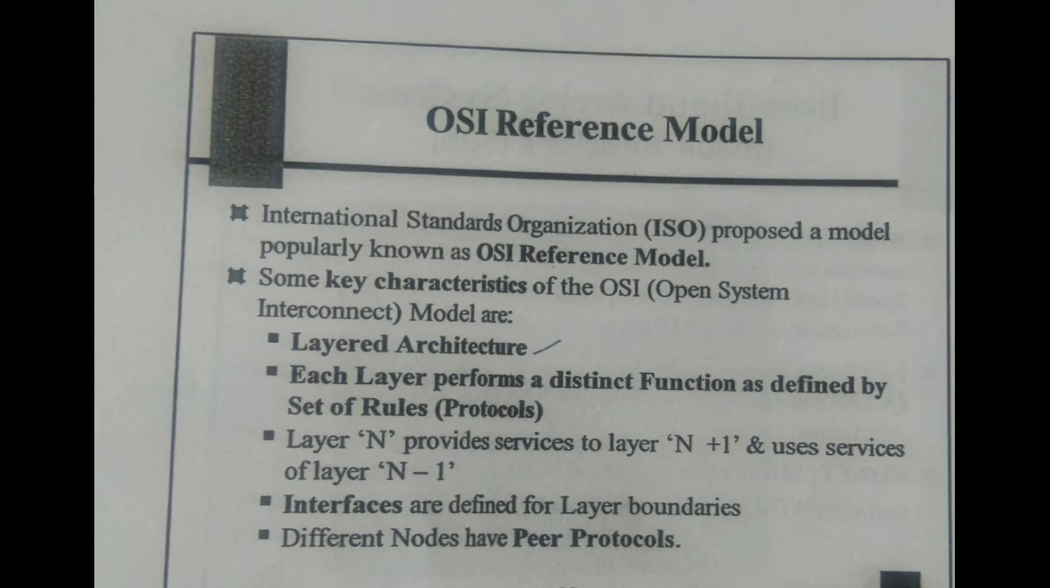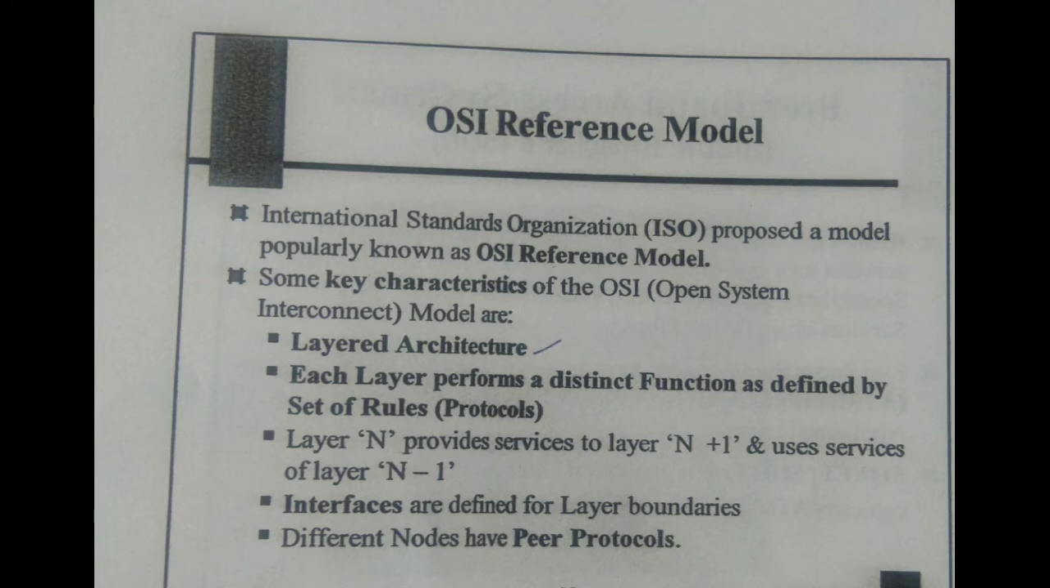Let's work on the OSI reference model, Open System Interconnect. It's an ISO standard model, and it has key characteristics such as layered architecture. Each layer performs a distinct function as defined by a set of rules, protocols. Then layer N provides service to layer N plus 1, and uses services of layer N minus 1. Interfaces are defined for the layer boundaries.